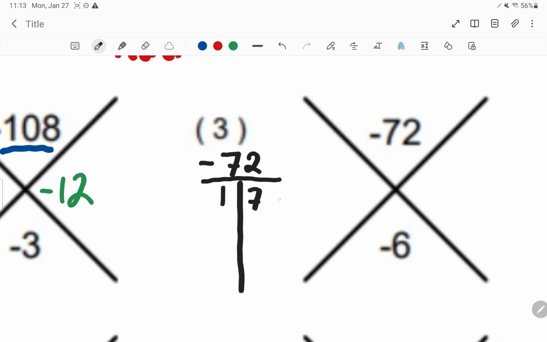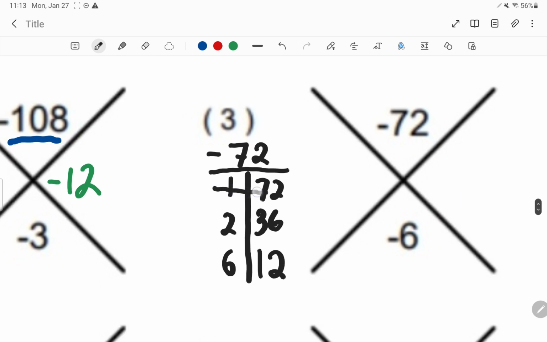1 and 72. 2 and 36. Let's see what else. 6 and 12. There we go. We have 3 pairs. Now we're gonna have to look at the 3 and decide which one's gonna give me that negative 6.